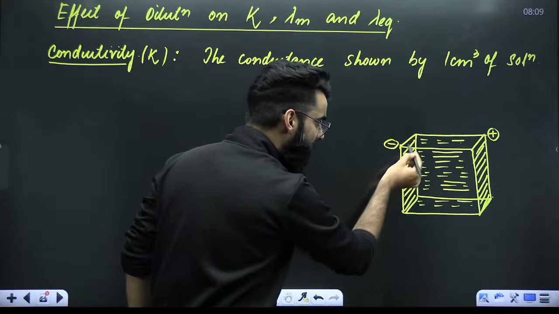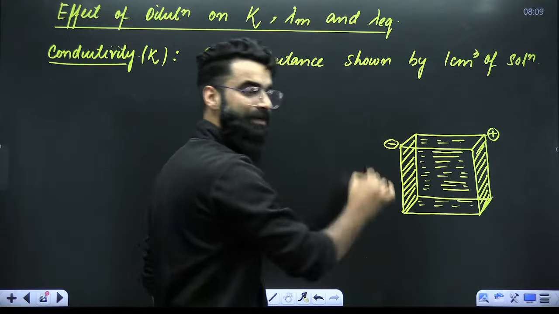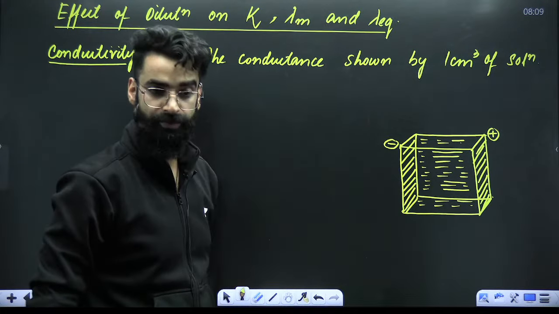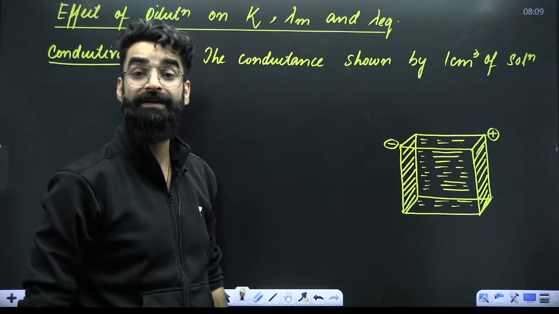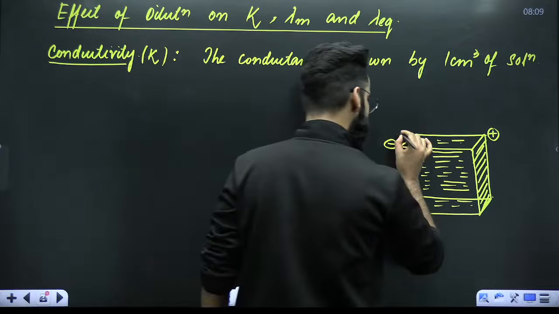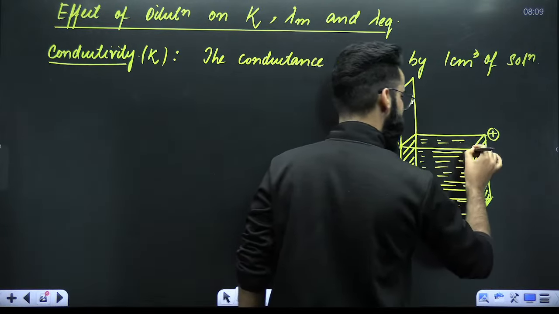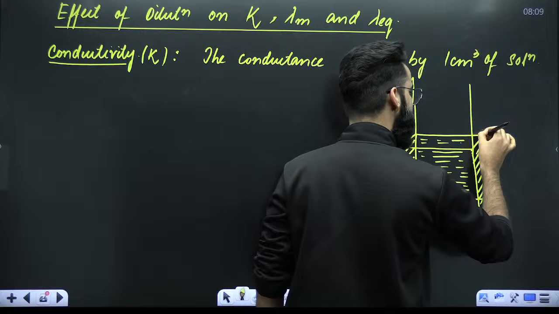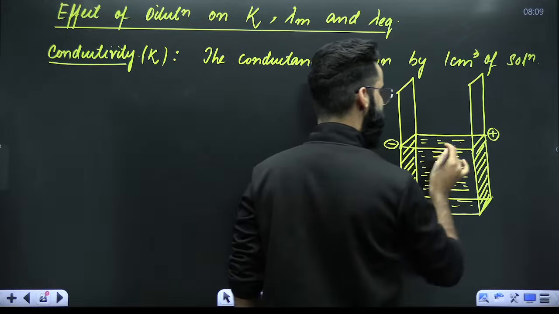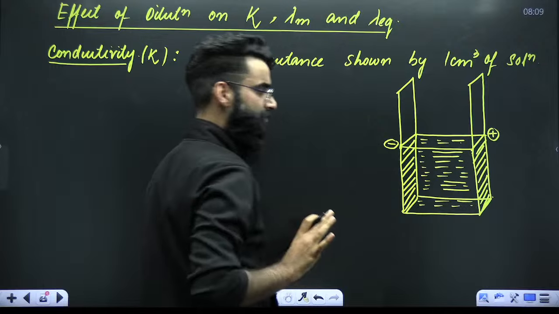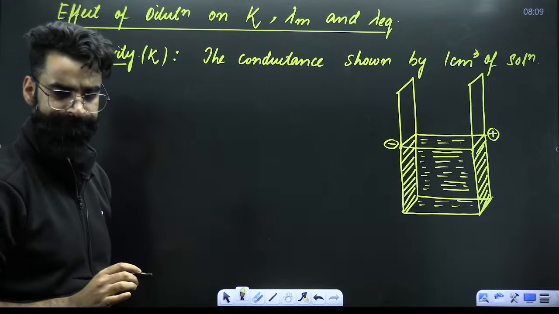And this shaded part, what is this shaded part? It is the part of the electrode that is inside the solution. Actually, this is the actual size of the electrode, and this part of the electrode is inside the solution. I hope this is clear.